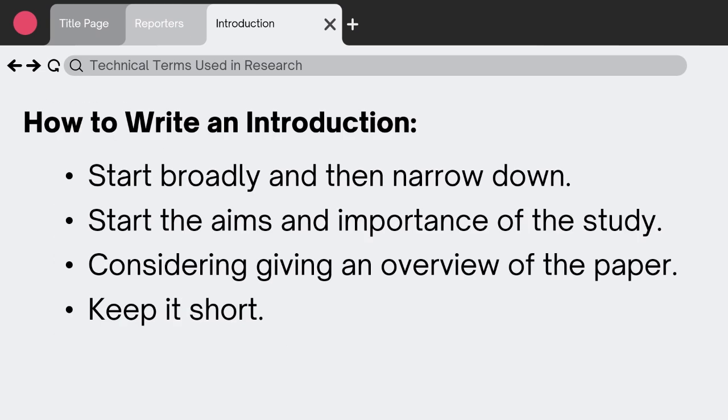So how to write an introduction. Start broadly and then narrow down, so from general information to specific information. Then state the aims and importance of the study, considering giving an overview of the paper, and keep it short. Your introduction must be direct to the point.